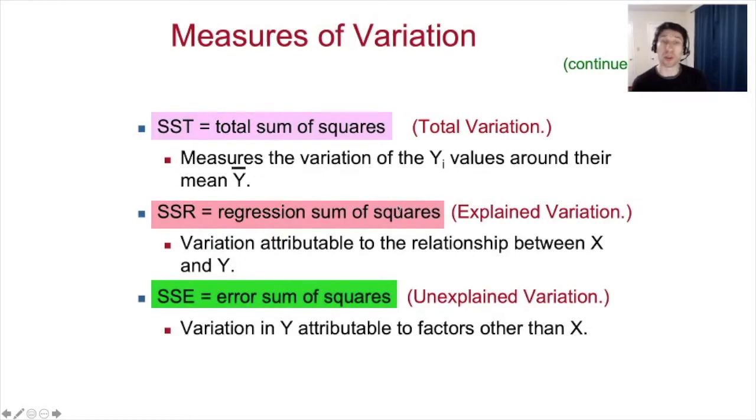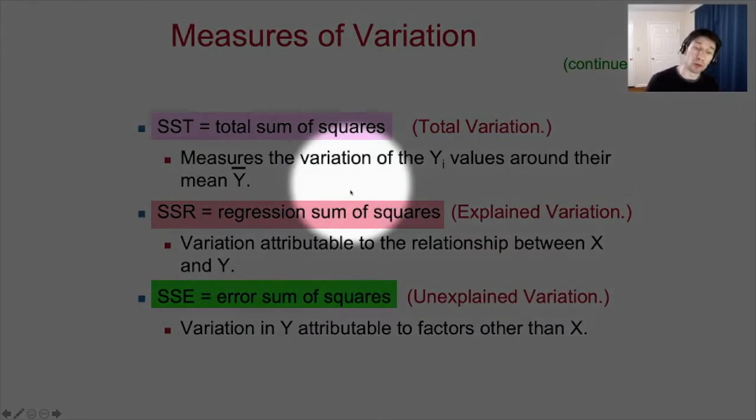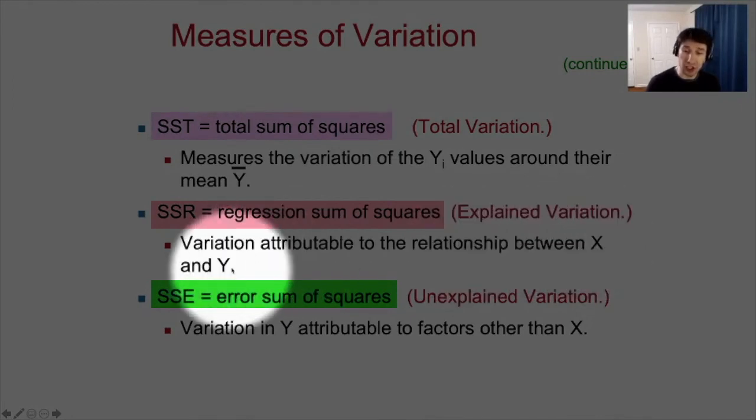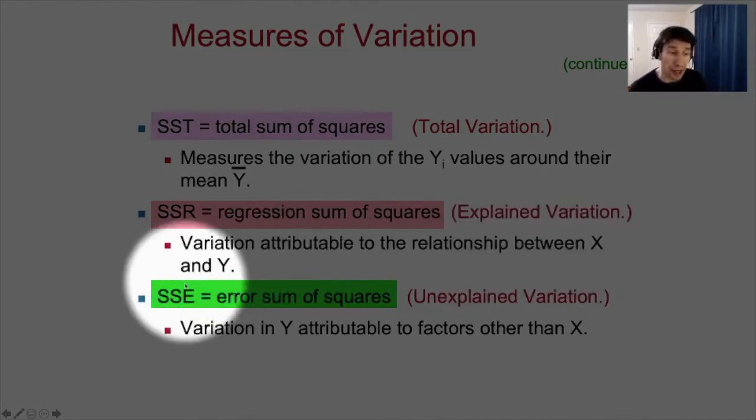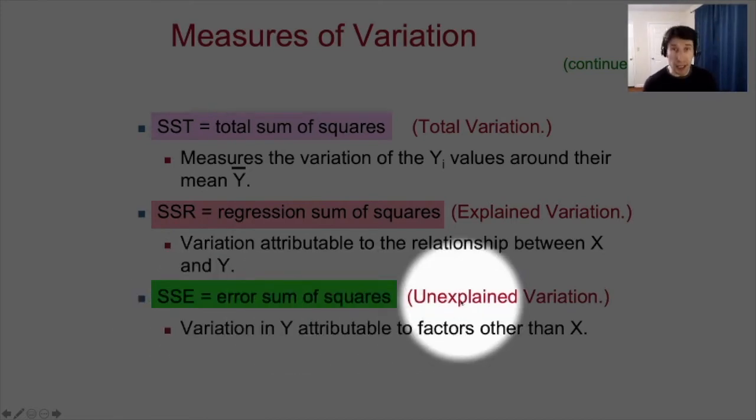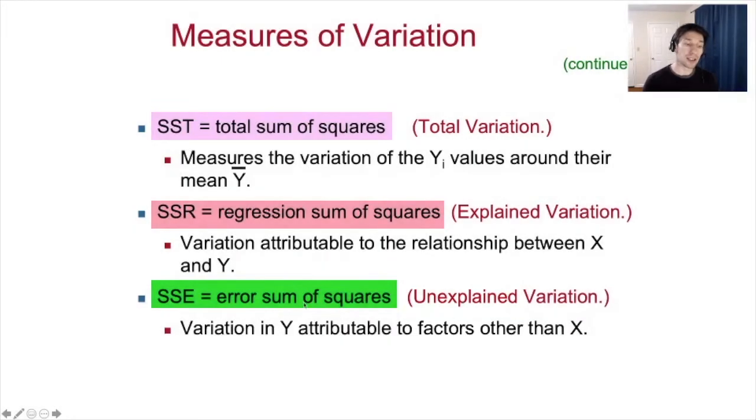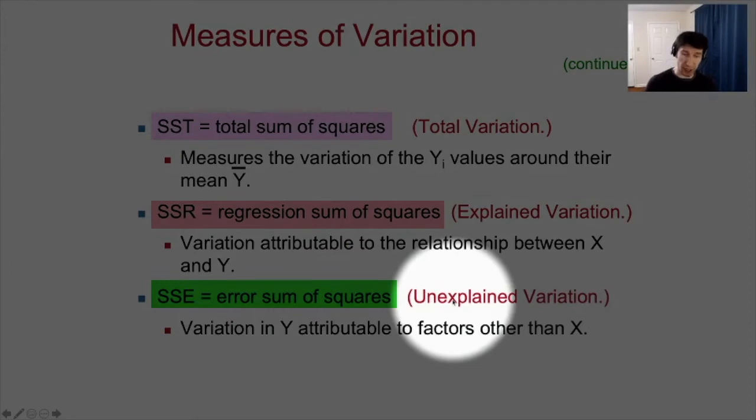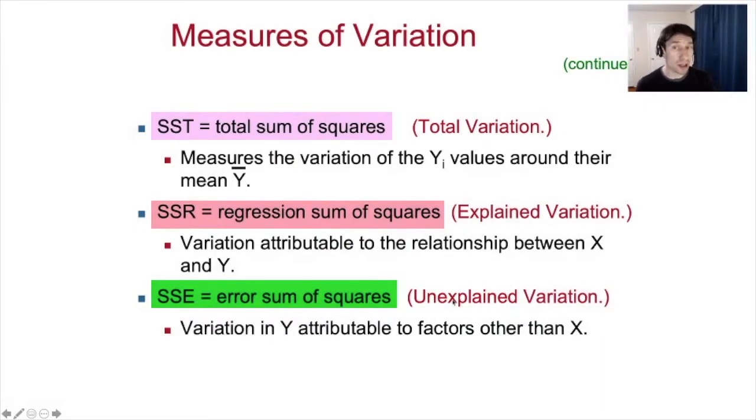Regression sum of squares, which we also call the explained variation, is the variation that's attributable to the relationship between x and y. And the error sum of squares, the SSE, which we also call the unexplained variation, is the variation that's attributable to factors other than x. That's why you call it unexplained. And by the way, when you think about it in this sense, it helps you understand why minimizing SSE is a good way to find the regression line.